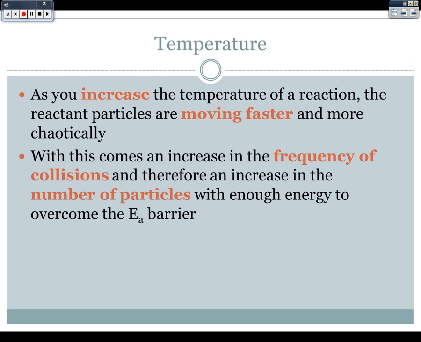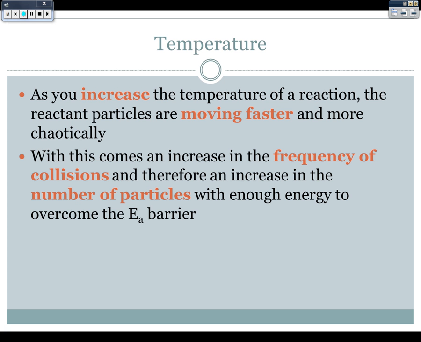Because things are moving faster, they are more likely to be bumping into each other, and so therefore the frequency of collisions increases. With an increase in the frequency of collisions, there's an increase in the number of particles with enough energy to overcome the activation energy barrier. So again, because things are colliding more often, there must be more collisions occurring with enough energy to overcome the activation energy barrier.